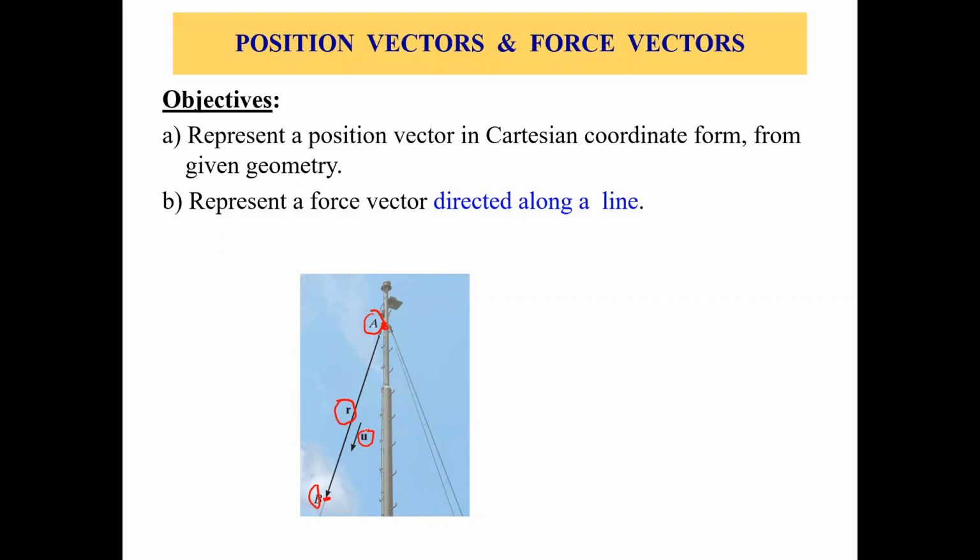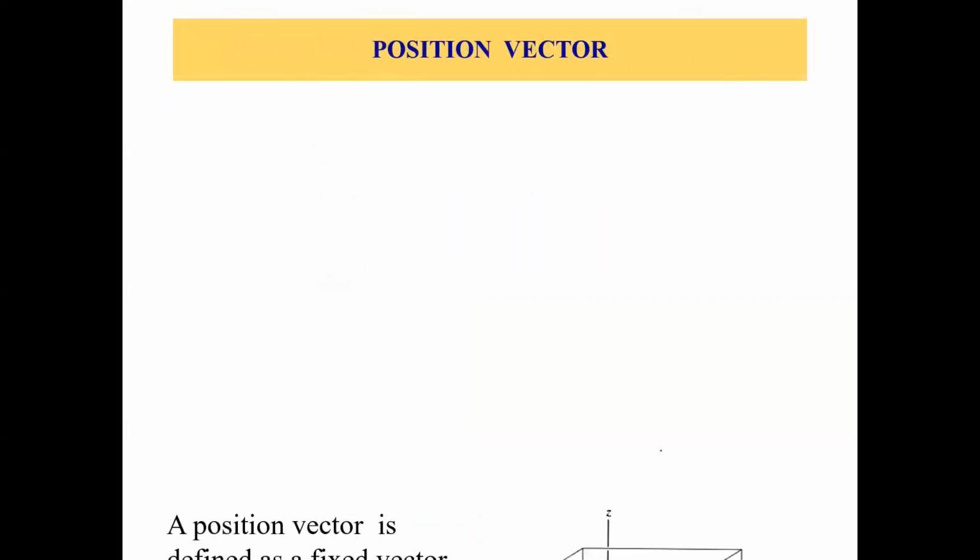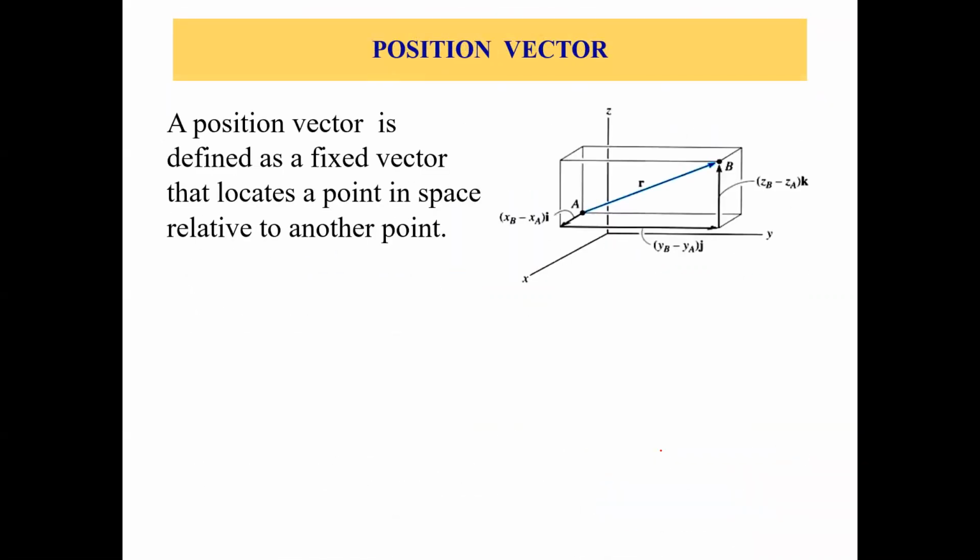Now let's jump on to the lecture and let's see how you find the position vector. As we discussed earlier, a position vector is defined as a fixed vector that locates a point in space relative to another point. So we already said that. A position vector gives you the position of one point with respect to the other point. So that's what this statement means.